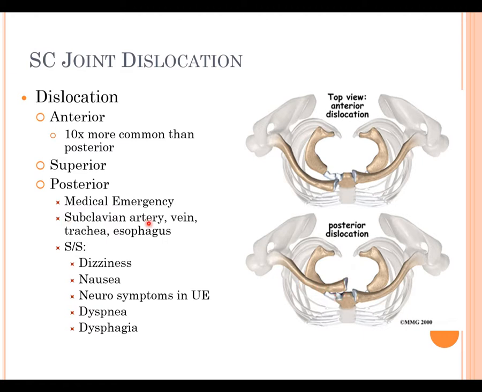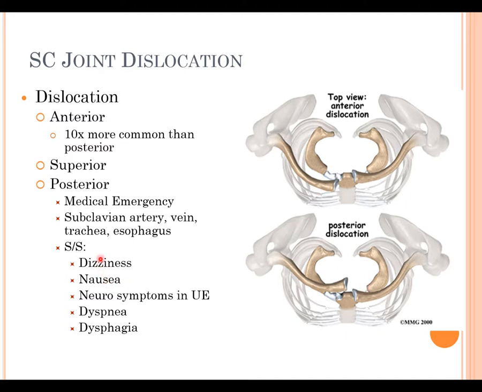So, for example, we have the subclavian artery and vein. The subclavian artery comes directly off of the aorta, so it carries all the blood flow to that side of the upper extremity. So the right subclavian artery carries all the blood that's going to be going to the right arm. The vein is going to travel with that. Also back there, we have our trachea and our esophagus, so it can actually close off your windpipe or your esophagus, not allowing air to escape or to get in. So posterior dislocations, again, not very common, but if they do happen, it's a medical emergency. You have to get them to the hospital quickly.